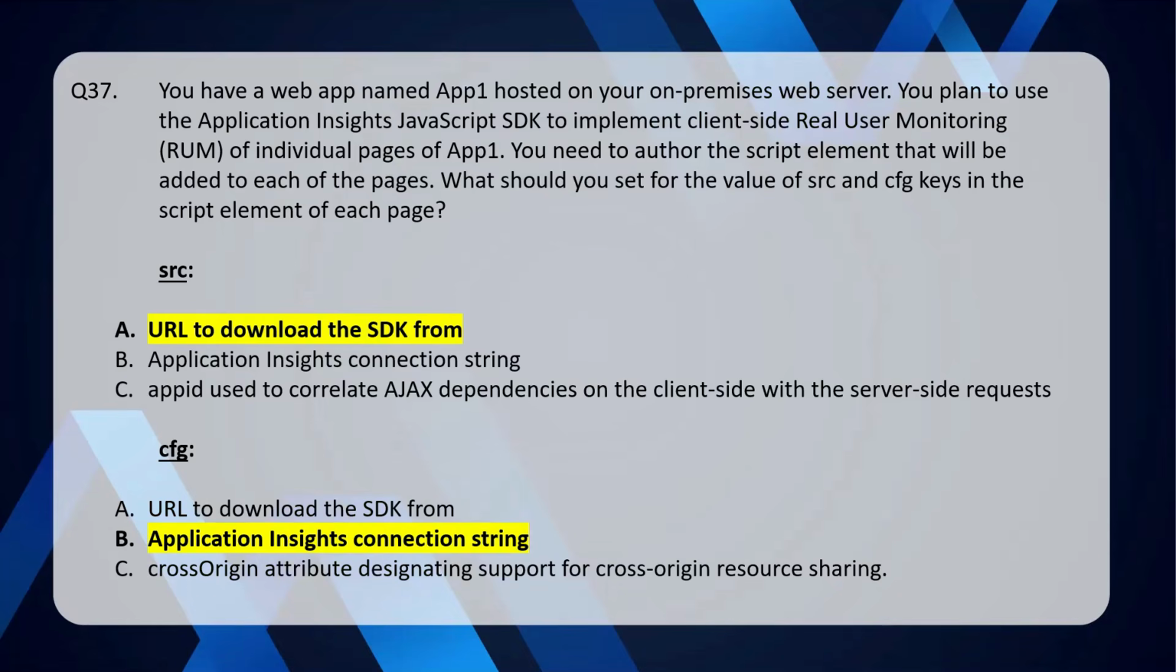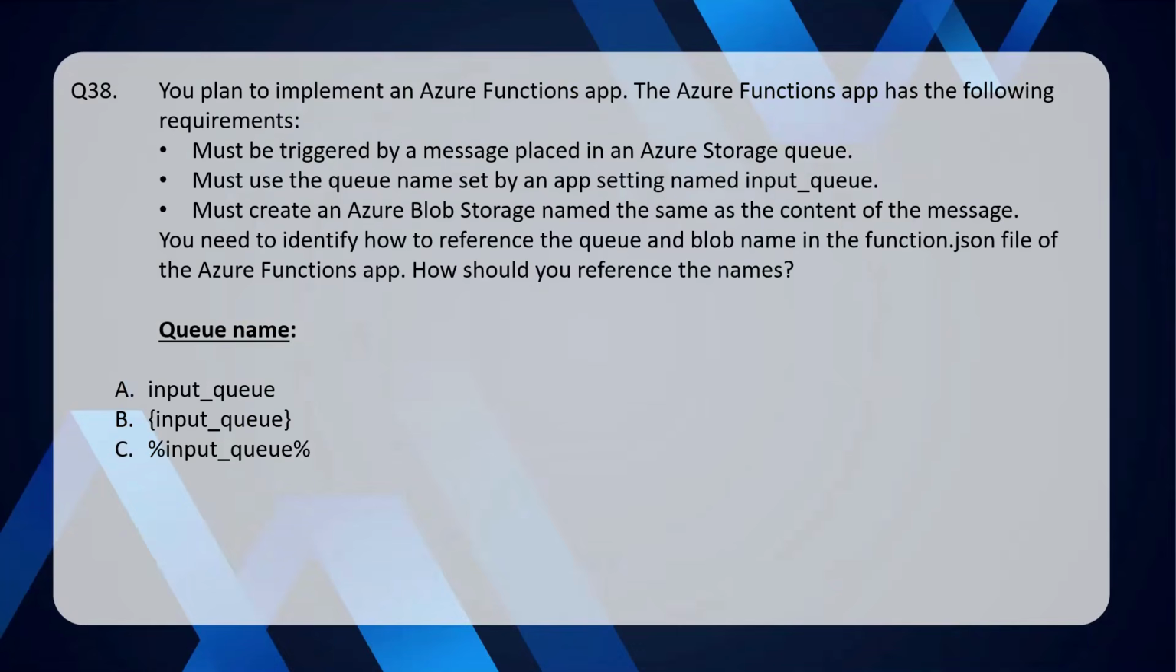Let's look at question number 38 of the series. You plan to implement an Azure Functions app. The Azure Functions app has the following requirements. Must be triggered by a message placed in an Azure storage queue. Must use the queue name set by an app setting named input queue. Must create an Azure blob storage named the same as the content of the message. You need to identify how to reference the queue and blob name in the function.json file of the Azure Functions app. How should you reference the names?